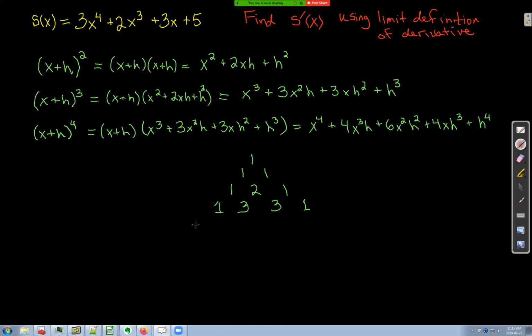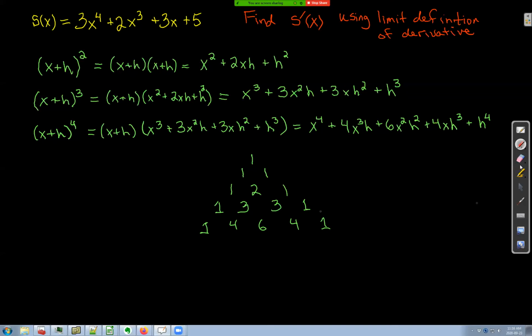This triangle goes on forever. You can keep making it: nothing plus 1 makes 1, 1 plus 3 makes 4, 3 plus 3 makes 6, 3 plus 1 makes 4, and 1 plus nothing makes 1. So Pascal's triangle is a pretty cool thing.